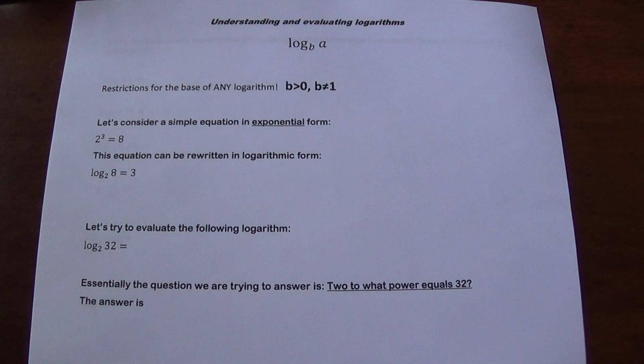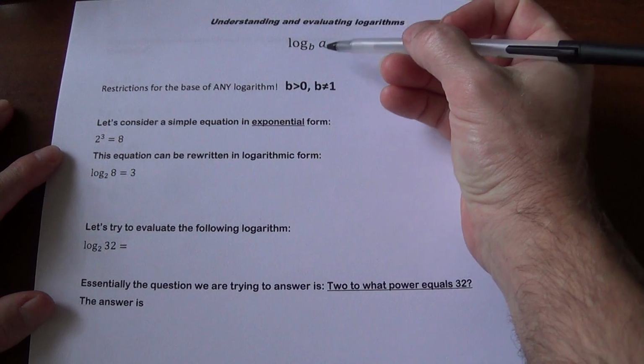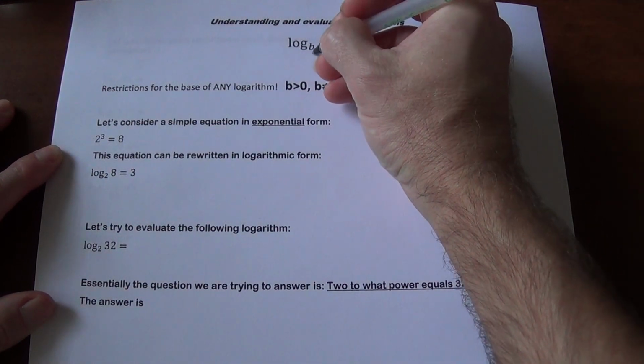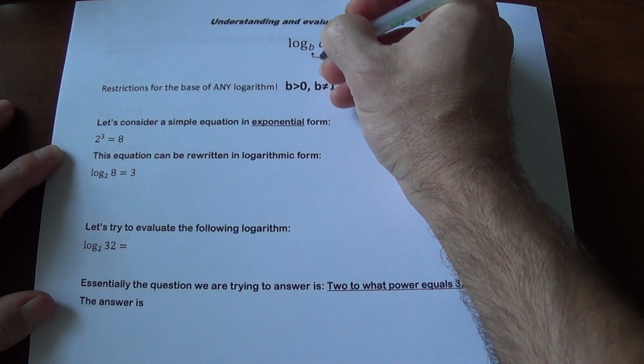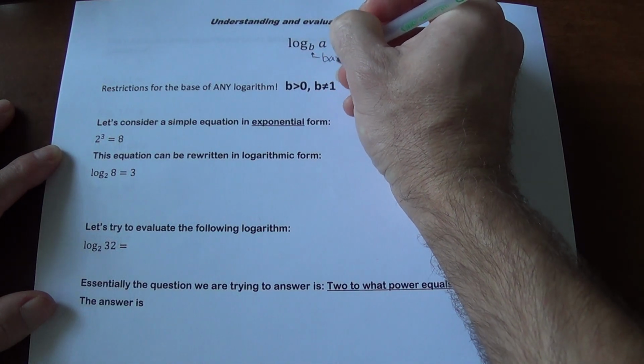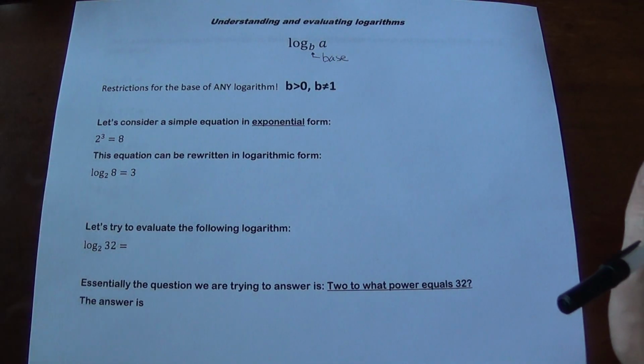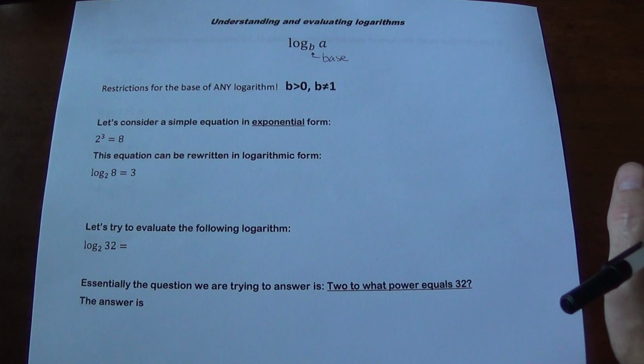Hi, we're going to talk about what logarithms are and how to evaluate them. First of all, let's discuss the notation. This is what logs look like. This number here, the one that's going to be written slightly below, is what we call the base. There are restrictions for the bases. Base has to be a positive number, and it also cannot equal 1. Other than that, it can be anything that you want.